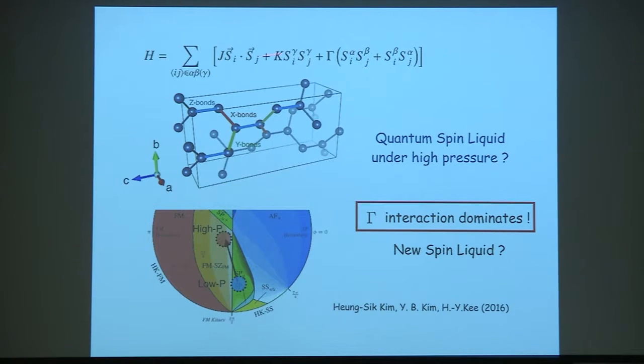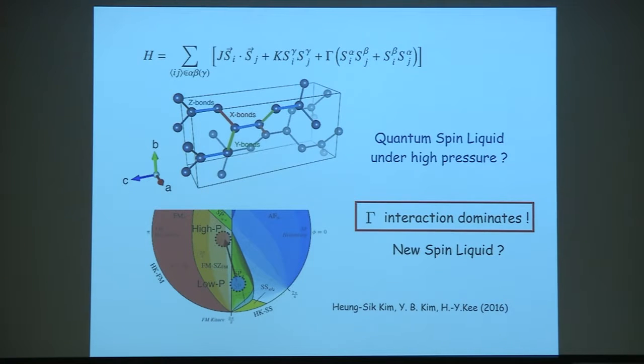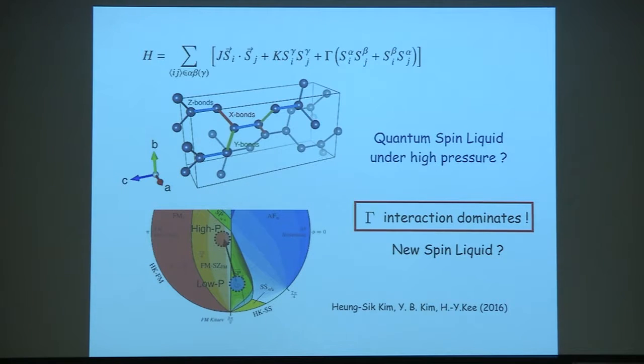So you can do this ab initio type calculation and try to see how J, K, gamma changes. What's interesting is that it turns out you are actually not approaching the Kitaev limit. You're actually going away from the Kitaev limit, but you are approaching a different limit. It turns out that when you move to the center of the phase diagram that I didn't quite explain, you're actually entering the gamma interaction dominating regime. So this becomes the biggest energy scale. K becomes smaller, but gamma becomes the biggest energy scale.